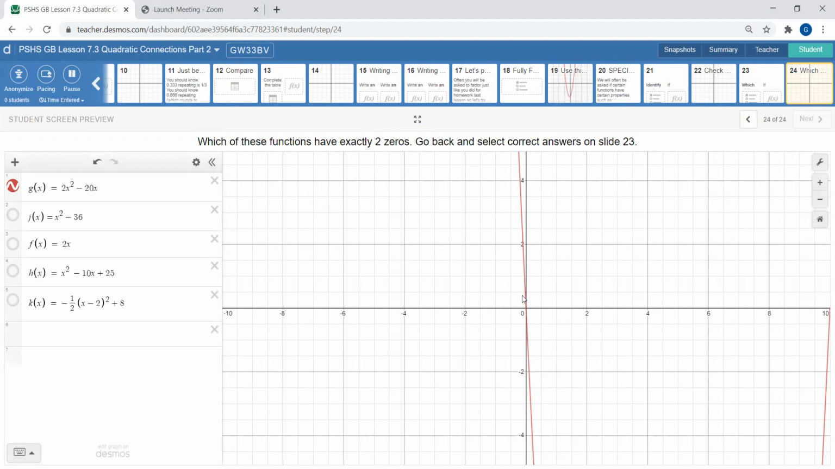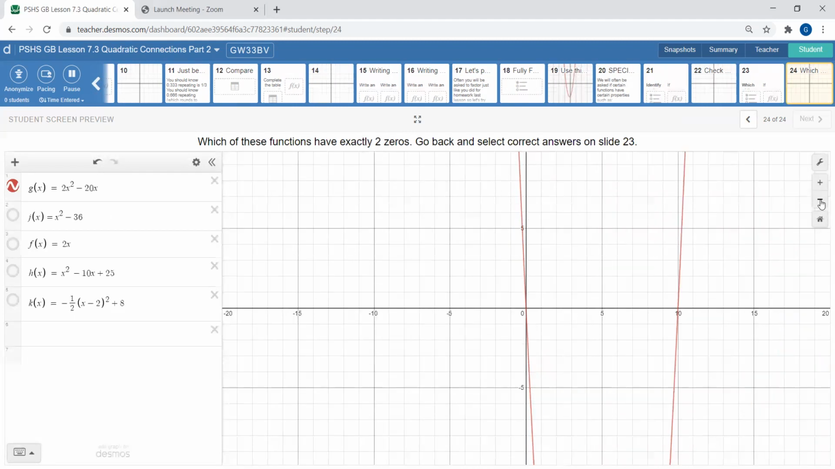So for this one, you can see that it only goes through 1. This actually looks like a straight line. Oh, there we go. It's a good job I did zoom out. We got that U shape. So yeah, this one's good. This one goes through 2 places. And this one goes through 2 places on the x-axis. So the first 2 are both good.